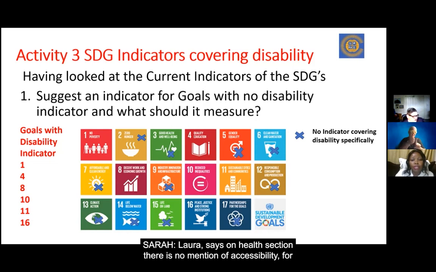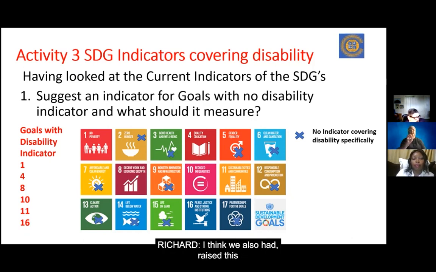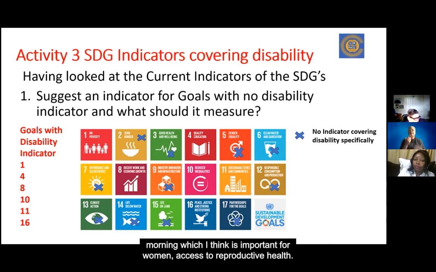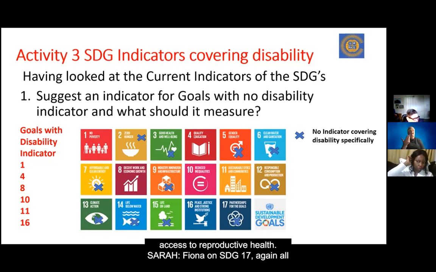Elora Ebonti Banik says on the health section there is no mention of accessibility for disabled people, but this section is very important for all kinds of people. Severe physical impairments and mental illness need therapy and rehabilitation. Every hospital isn't accessible for them. And I think we also raised this morning, which I think is important for women, access to reproductive health. And I think that might be a good indicator there for disabled women, how many of them get access to reproductive health.